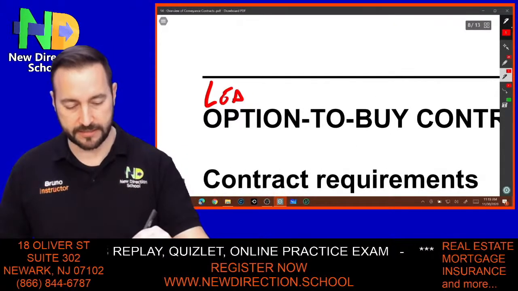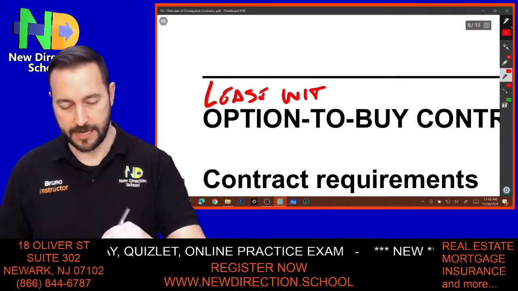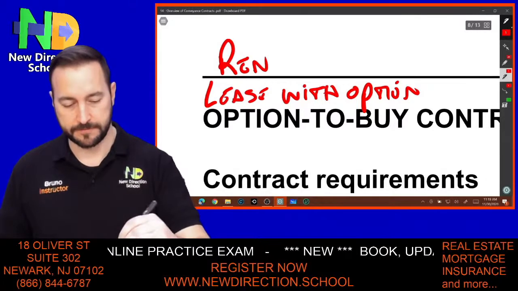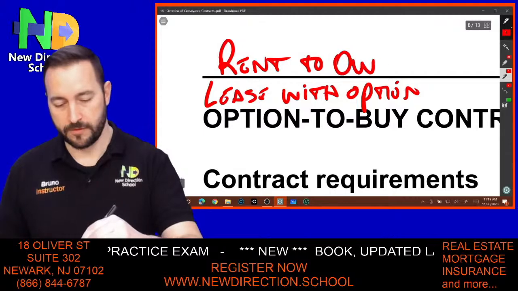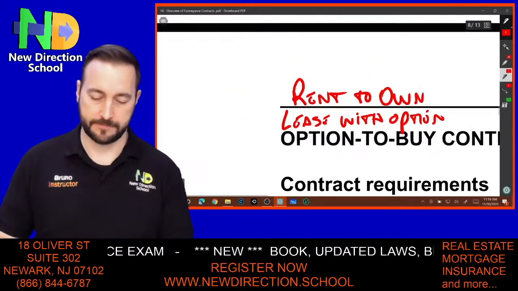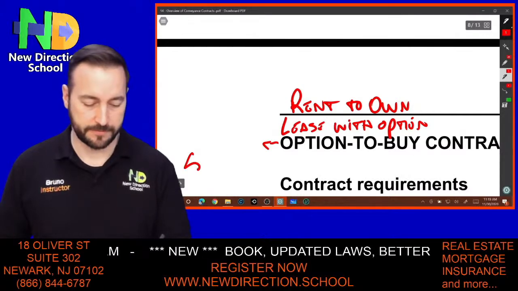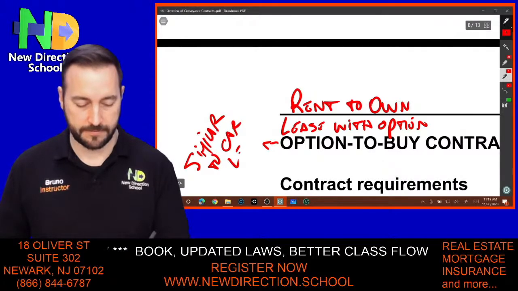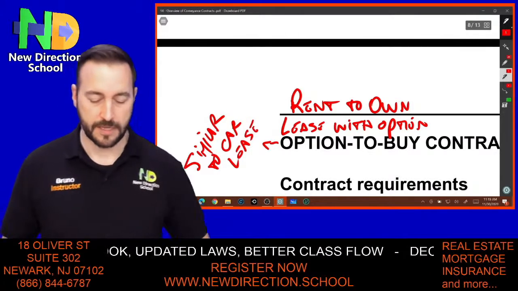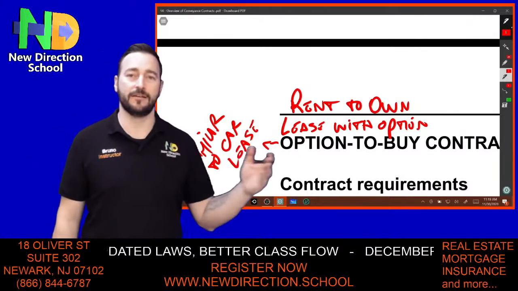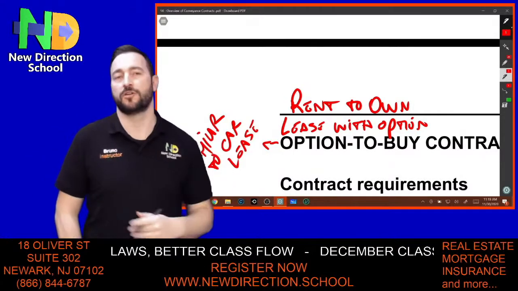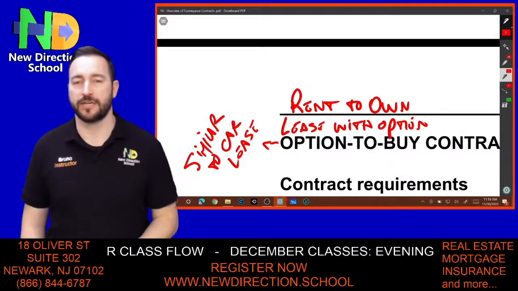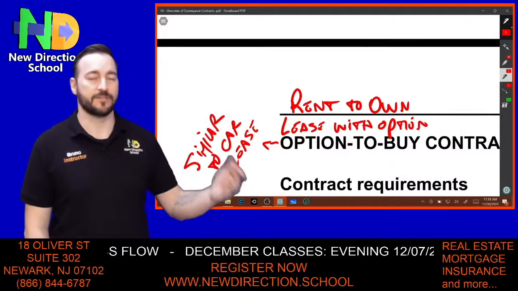All right, guys, we already talked about the option to buy contract. We said it was the lease with option to buy, also known as rent to own. Okay? And I always say that this is similar to a car lease. Again, because at the end of the renting period, you have the option to own the car. Same thing with a house. You have the option to own a house. So an option to buy contract is the same as lease with option to buy. It's the same as rent to own.